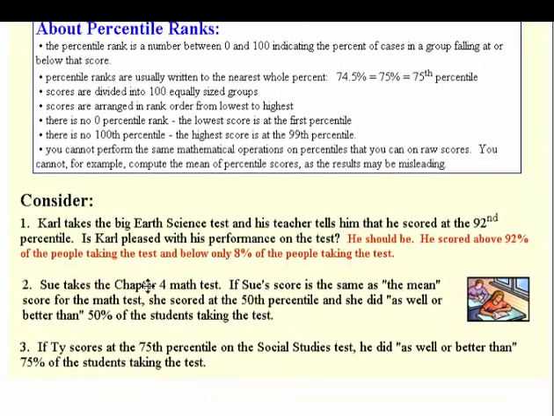Carl takes the earth science test. His teacher tells him he scored in the 92nd percentile. Is he pleased? Yes, he should be. He scored above 92% of the people taking the test and below only 8% of the people taking the test.